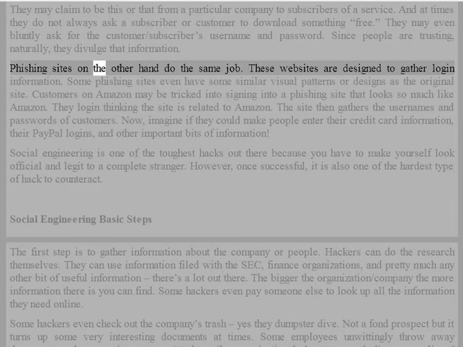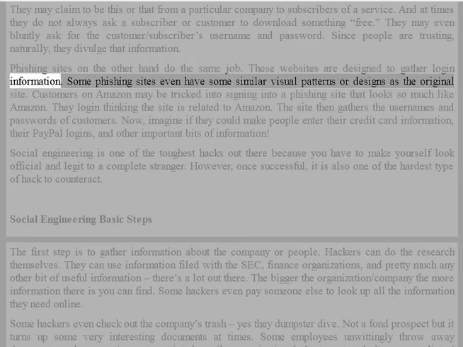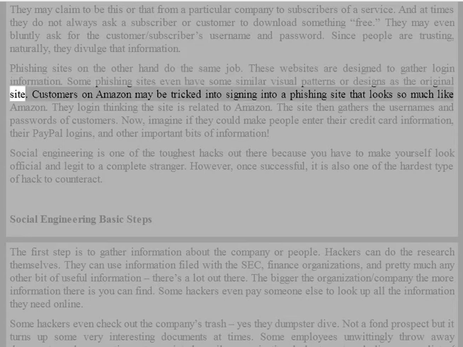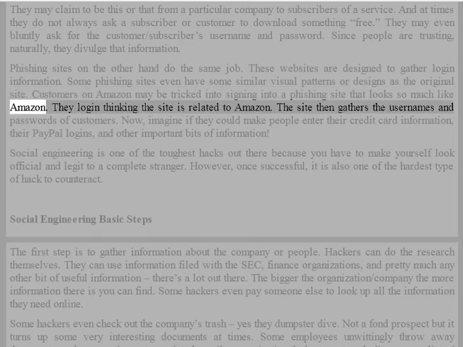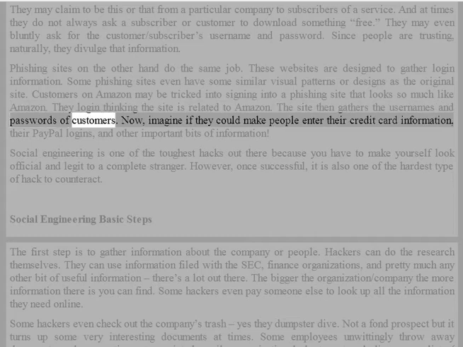Phishing sites, on the other hand, do the same job. These websites are designed to gather login information. Some phishing sites even have similar visual patterns or designs as the original site. Customers on Amazon may be tricked into signing into a phishing site that looks so much like Amazon. They log in thinking the site is related to Amazon. The site then gathers the usernames and passwords of customers.